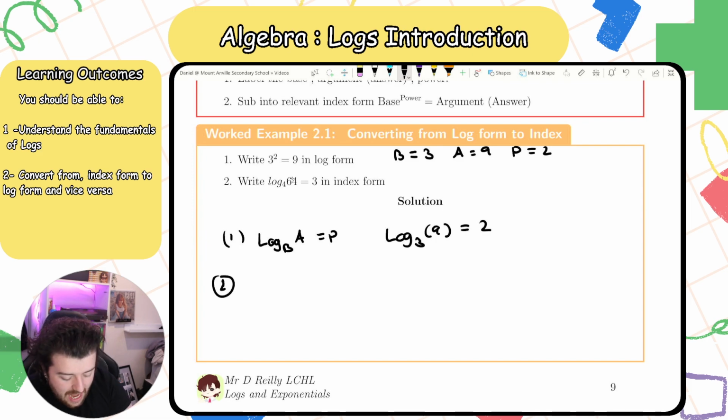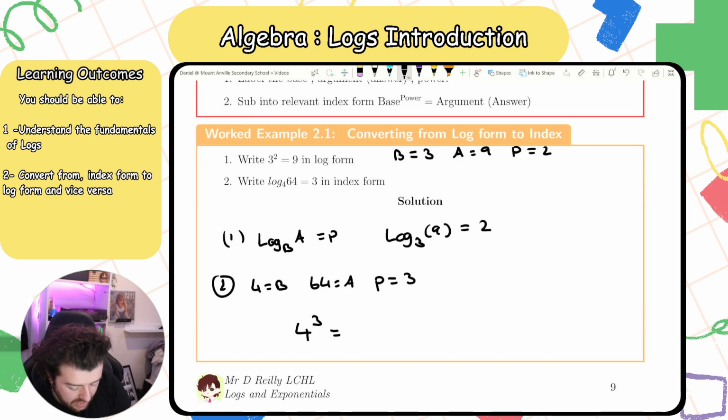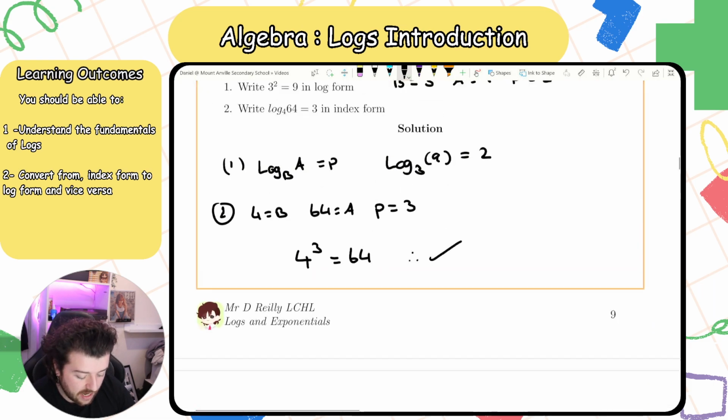The second one here is asking me to write log base 4 of 64 equals 3 in index form. So let's label this BAP. 4 is my base, or my B. 64 is my answer, and my power is going to be equal to 3. So 4 to the power of 3 is equal to 64. Ding, done. That is how we convert from log to index form. So let's look at some more examples here.